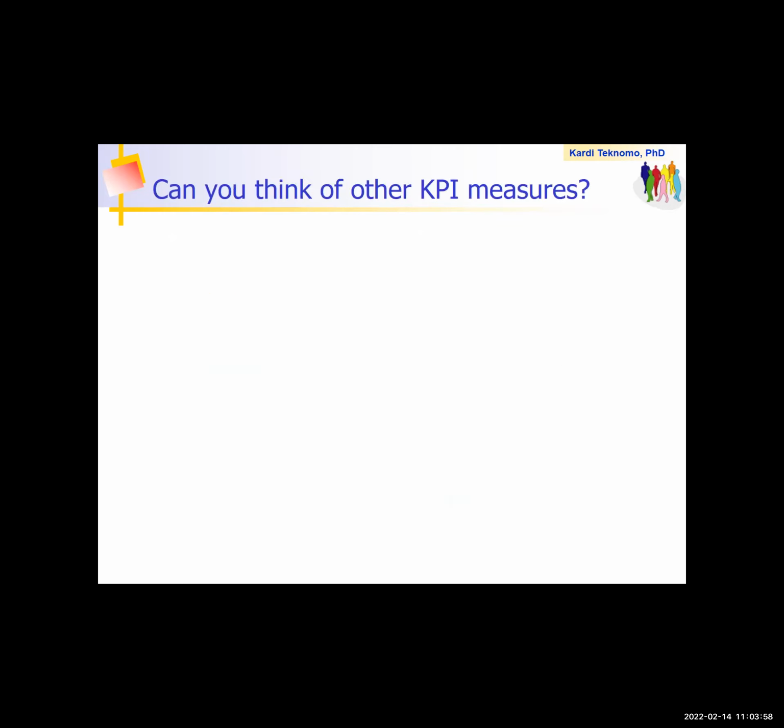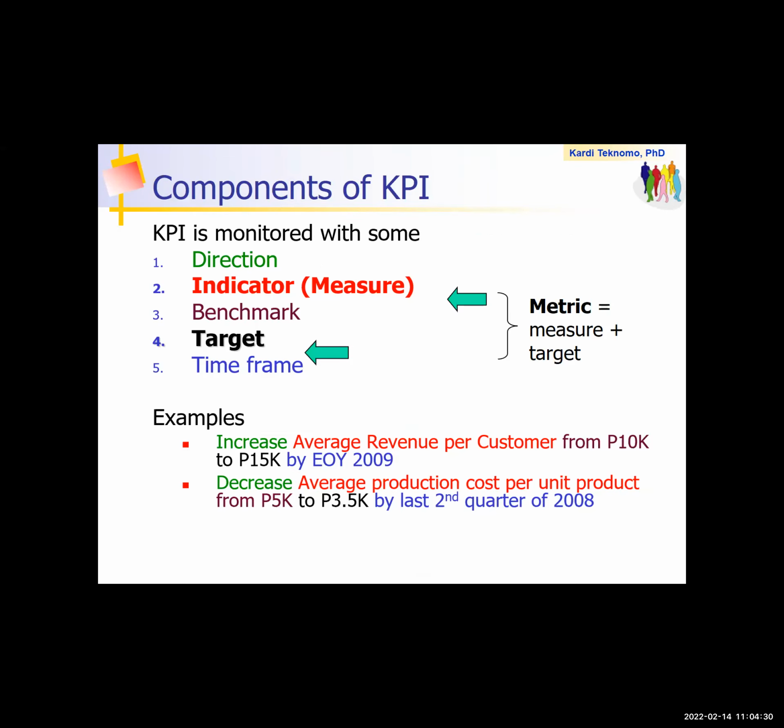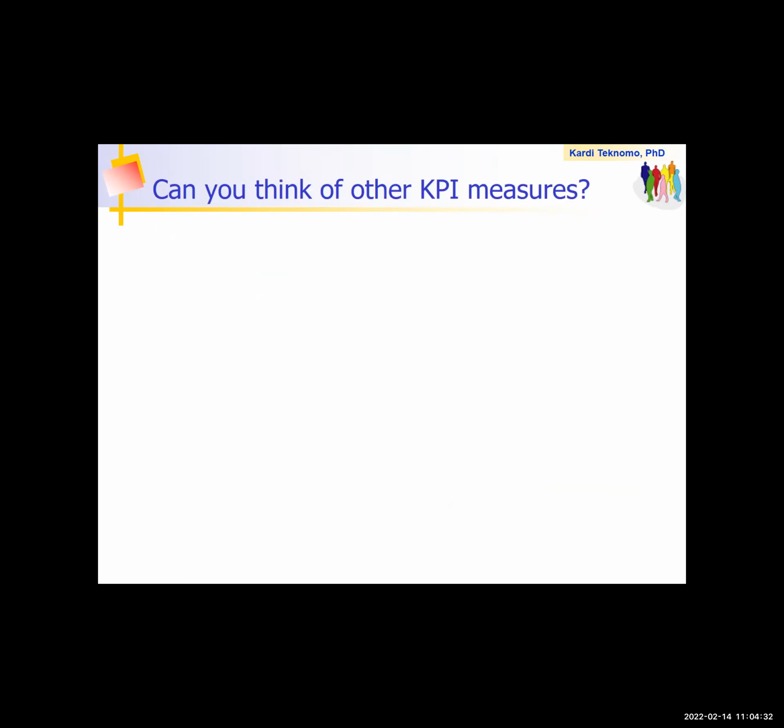So can you think of other KPIs? Sometimes we put these 5 things into a nice name. The nice name is SMART goal. What is this SMART goal? Specific. That means significant, simple, sustainable, specific. Second is measurable. Third is actionable. And then relevant, meaning realistic, reasonable, and then time bound. So the SMART goal here is exactly the same thing as these 5 components of the KPI.